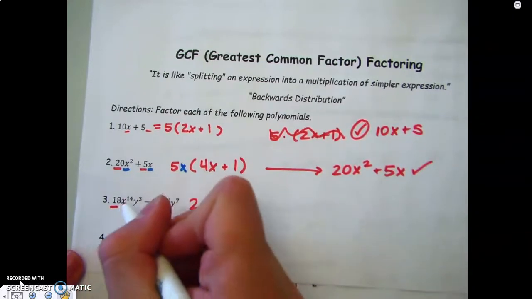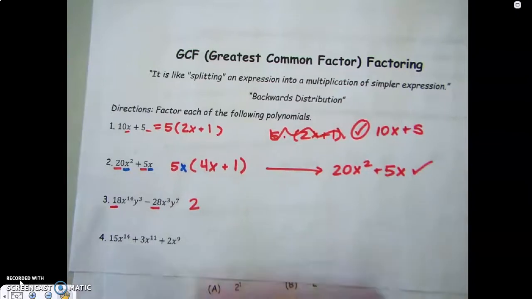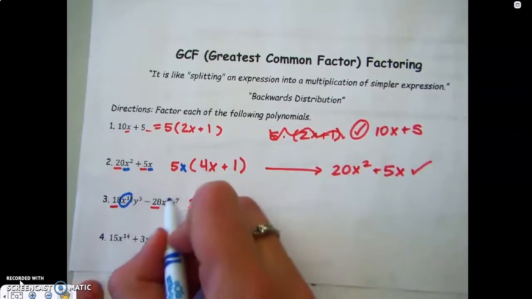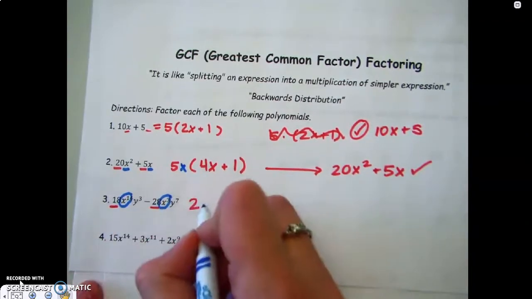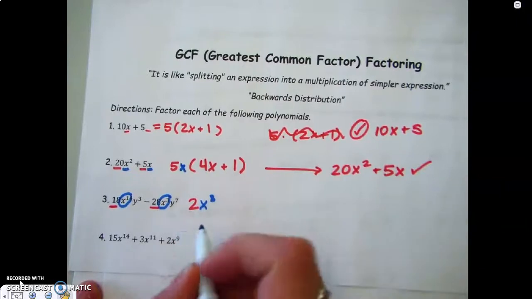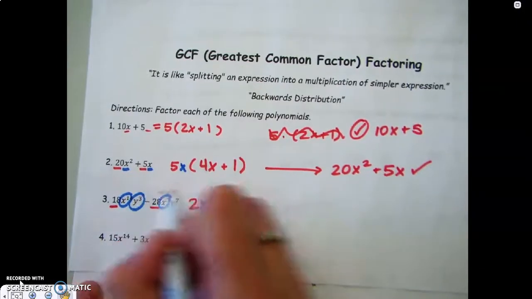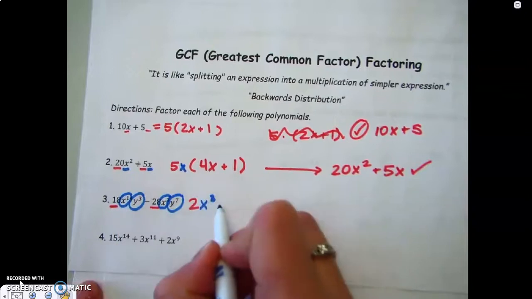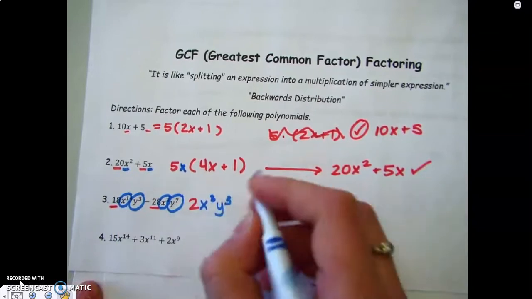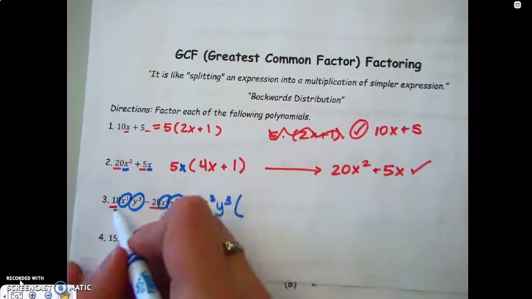This expression has 14 x's here and 3 x's here, so the most I could take out is 3. And then this has 3 y's here and 7 y's here, so the most I can take out is 3. When I do that, I have to take them out of each expression.